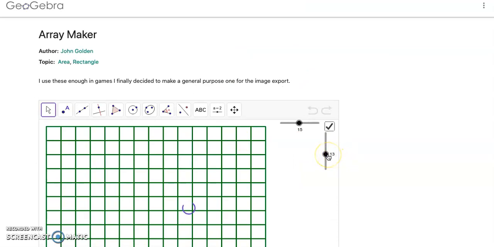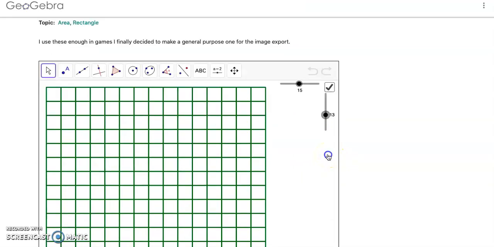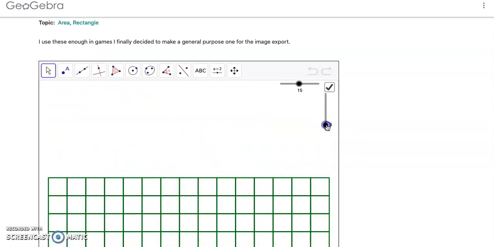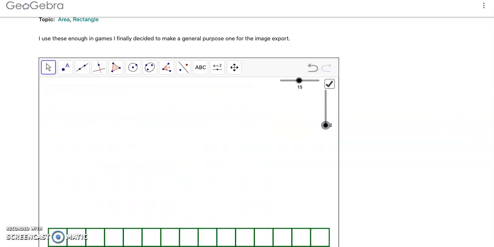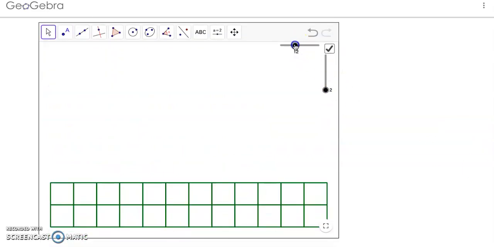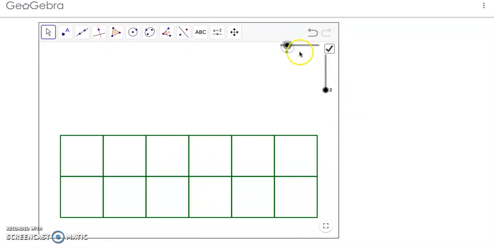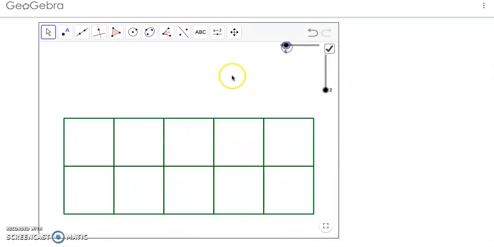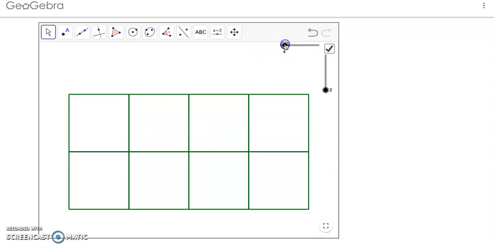So let's take that example of 2 rows of 4. Let's use our little sliding tool over here and create 2 rows and have 4 in each row. So in this first row, you'll notice that there are 4 blocks. In the second row over here are 4 blocks. We can count the blocks, 1, 2, 3, 4, 5, 6, 7, 8, and recognize that 2 times 4, or 2 rows of 4, brings us to a product of 8.